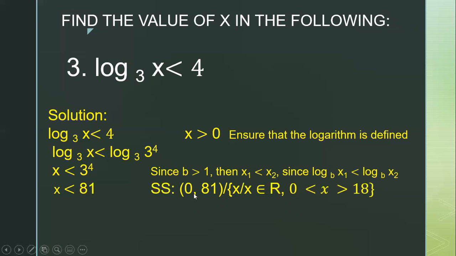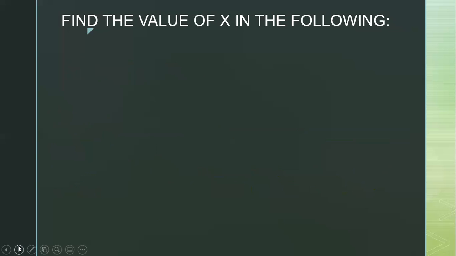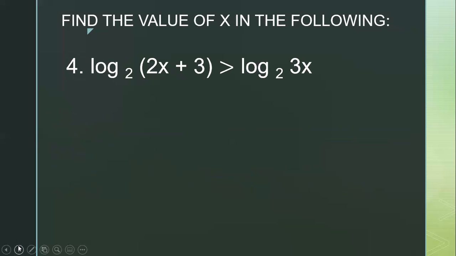So this one is the interval form. And then this one is the set builder. So we have the set of all x's such that x is an element of R and that x must be greater than 0 but less than 81. Sorry for this, it's a typographical error. Okay, let's have the fourth one.